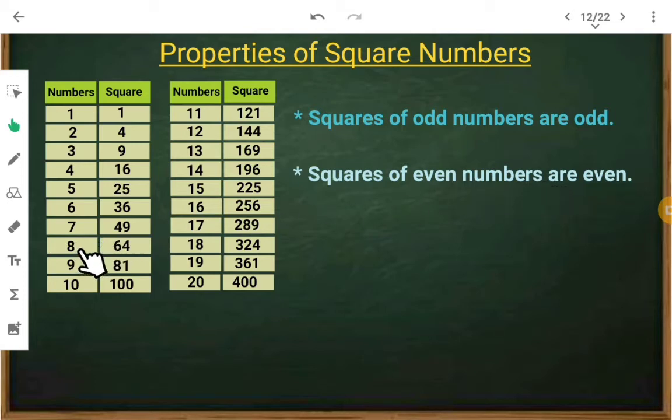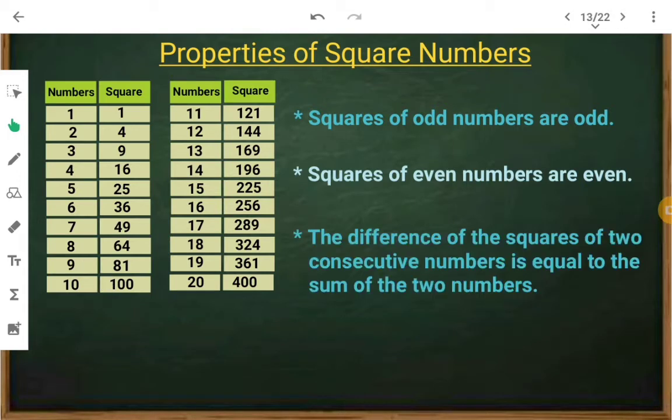Yes. Now I am taking 8. 8 is an even number. What is 8 square? 8 square is 64. Same way 12. 12 square is 144. So if you square an even number, you will get a square value that is even.